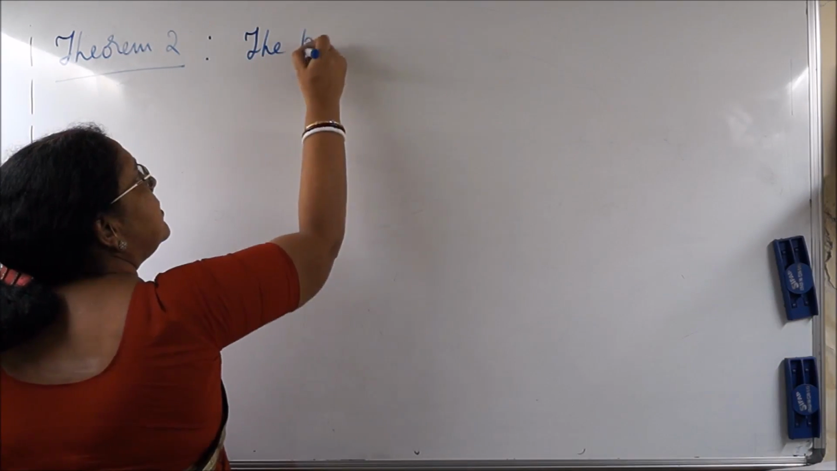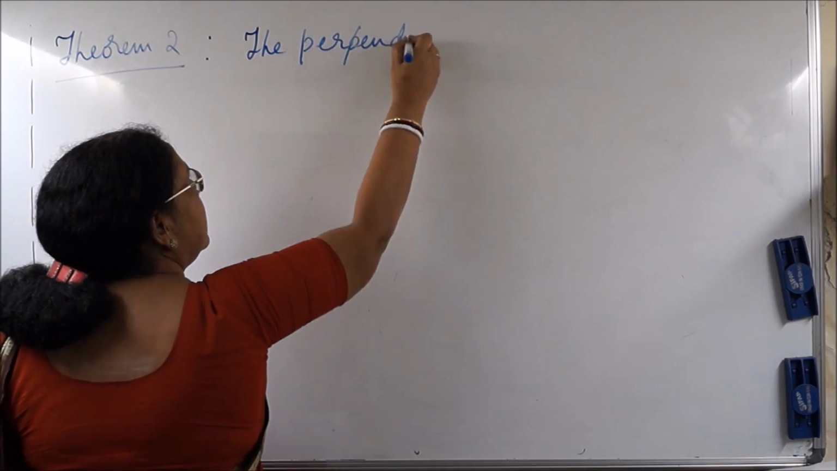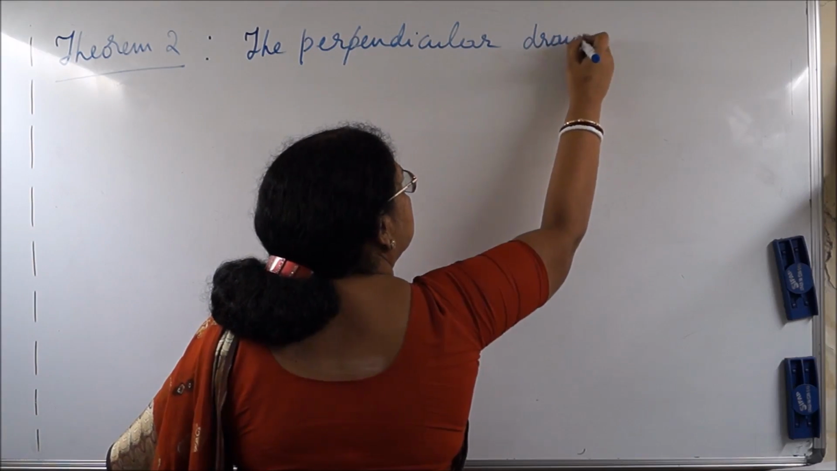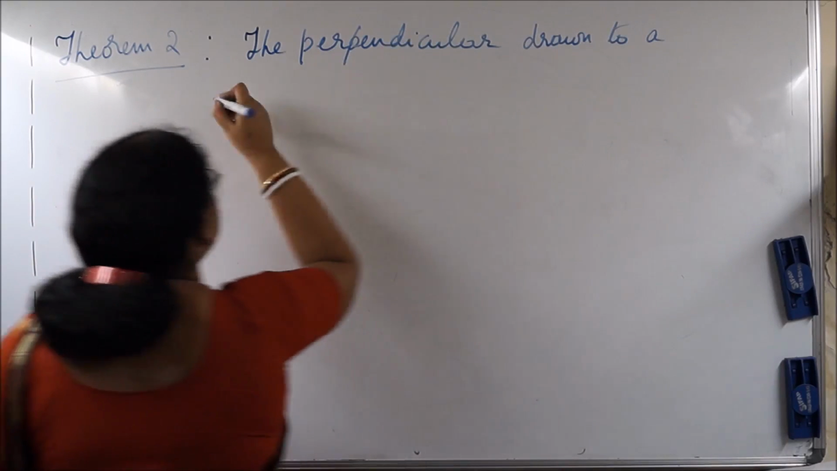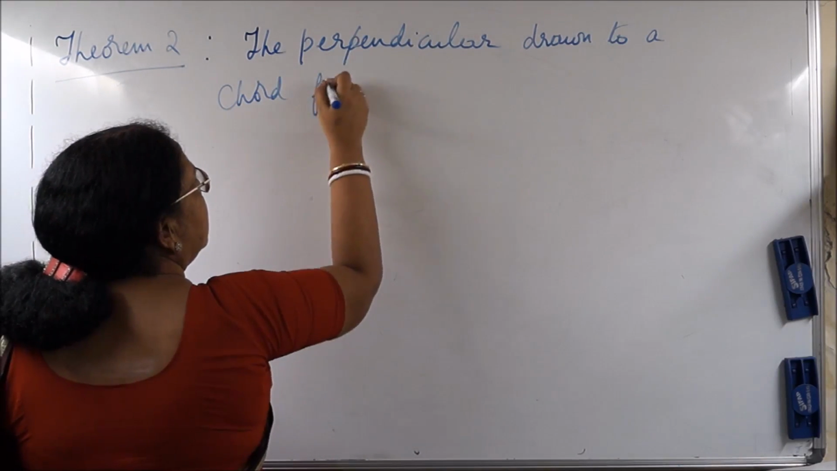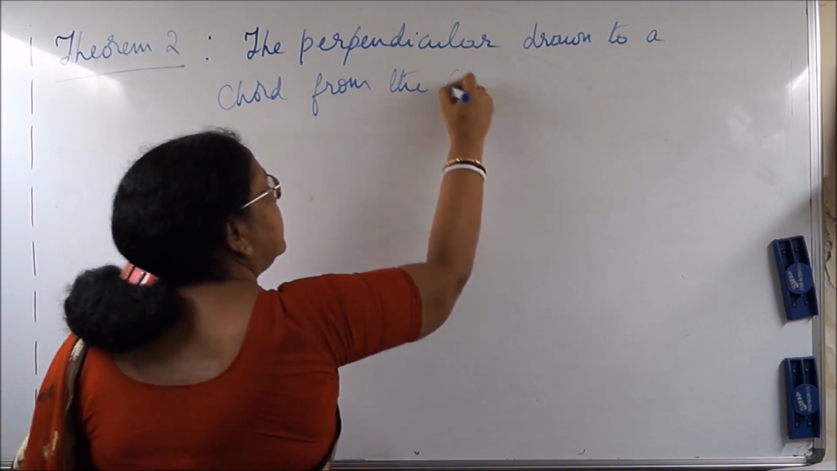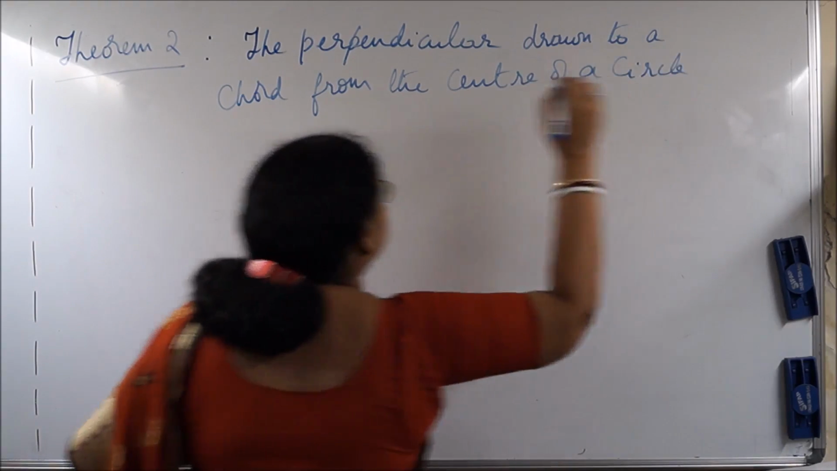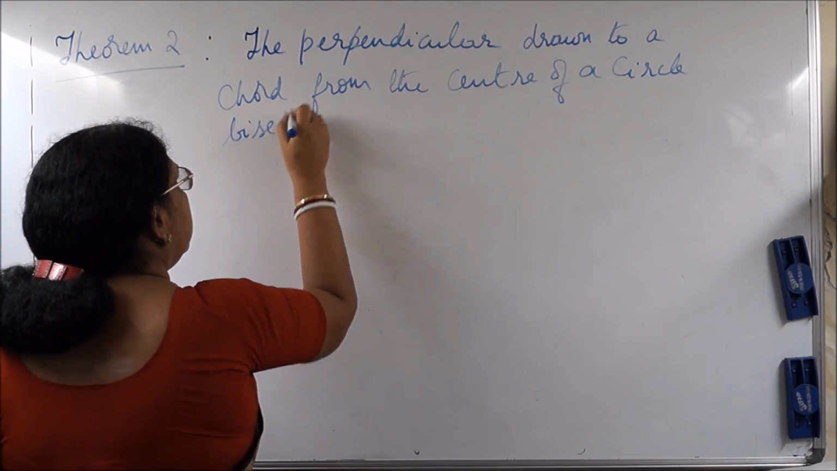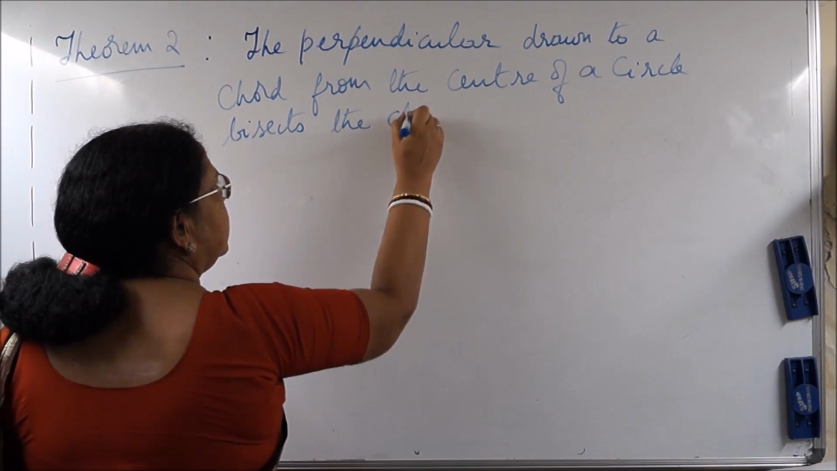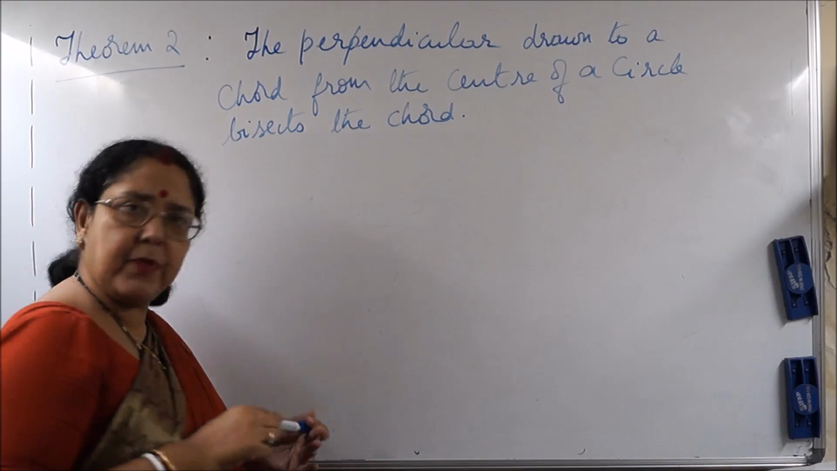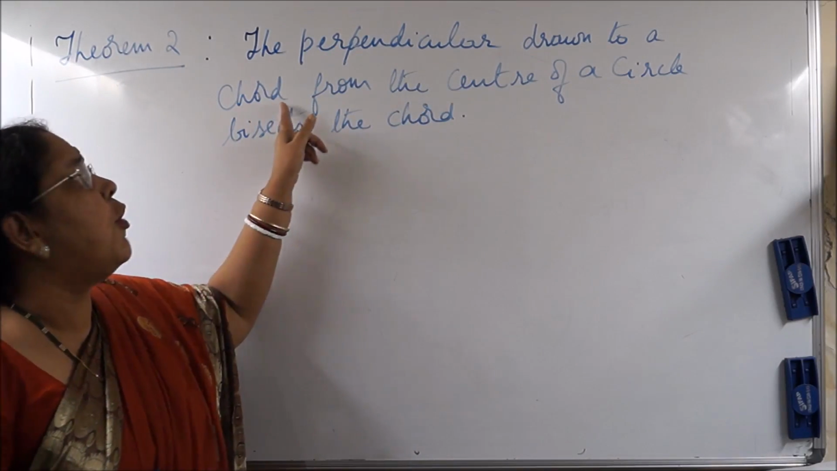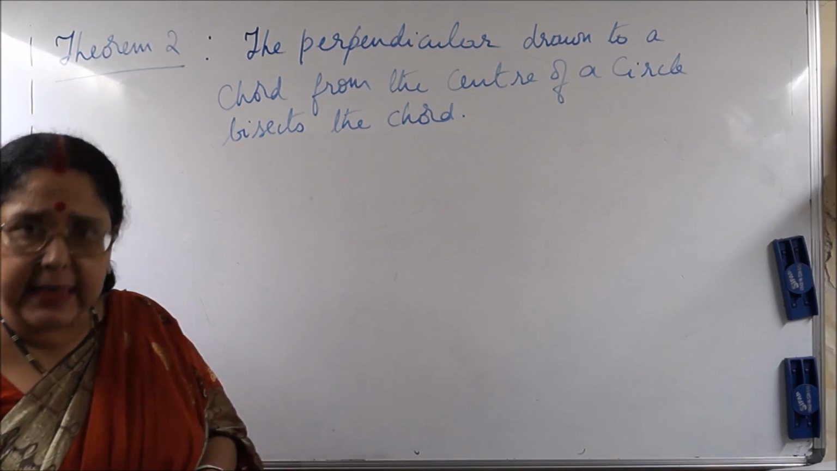The perpendicular drawn to a chord from the center of a circle bisects the chord. Let me repeat the statement. The perpendicular drawn to a chord from the center of a circle bisects the chord.